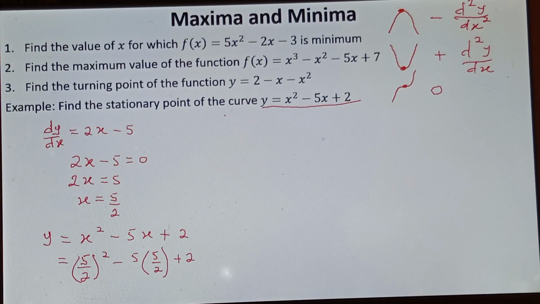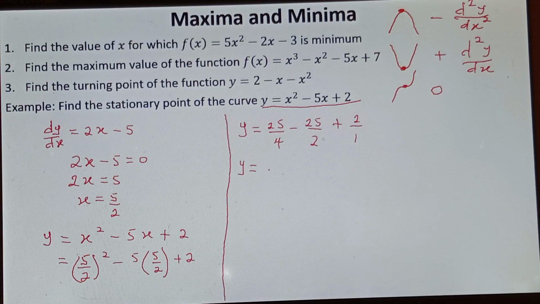Then we'll simplify it. 5 over 2 all squared will give us 25 over 4. Then we'll have 25 over 2, that is when 5 multiplies 5, and then we'll have plus 2 over 1. So we can simply use LCM. The LCM is 4. And then 4 into 4 is 1, 1 times 25 is 25, minus 2 into 4 is 2, 2 times 25 is 50, plus 1 into 4 is 4, 4 times 2 is 8. So what we have is that y is equal to 25 minus 50 plus 8.